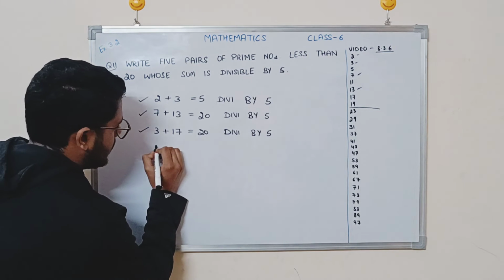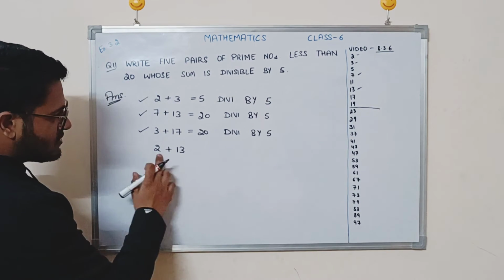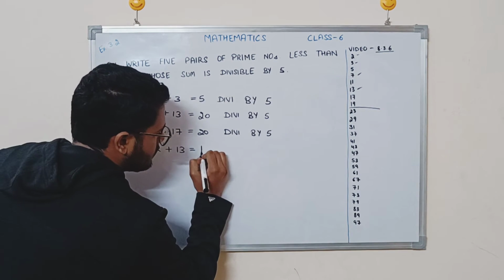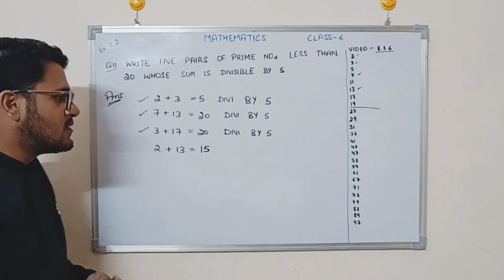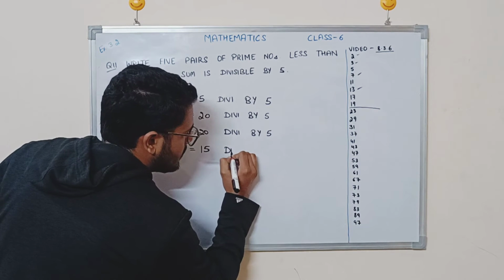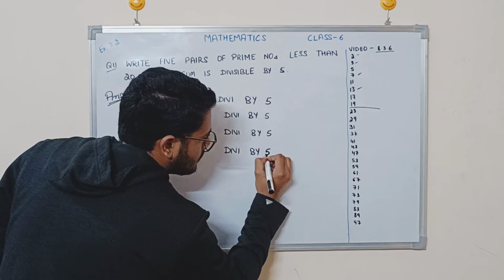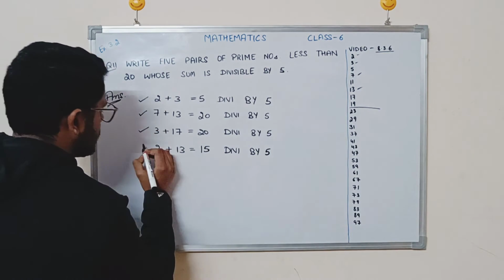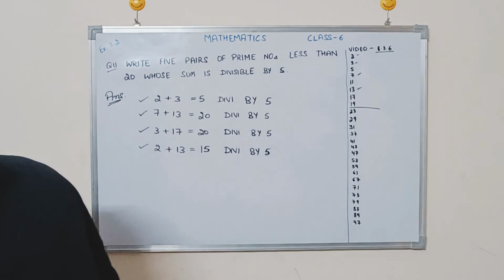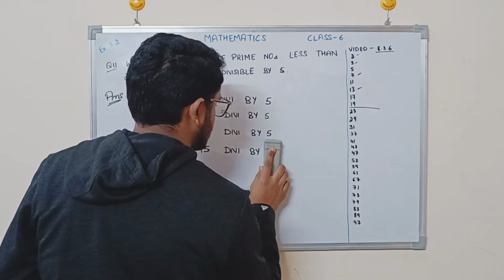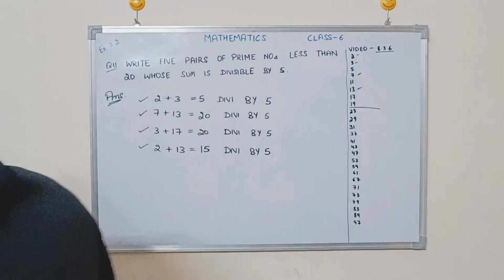Can we try 2 plus 13? 13 plus 2 is what? 15, right? And we know 5 threes are 15, which means 15 is divisible by 5. So we have 4 pairs with us, divisible by 5.